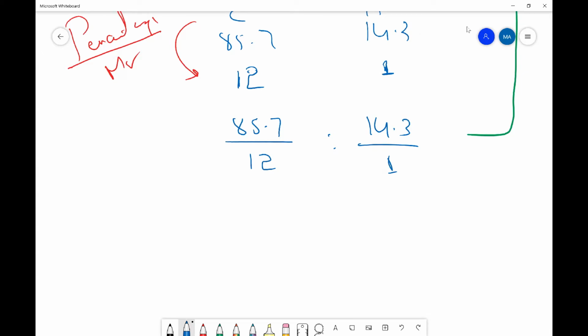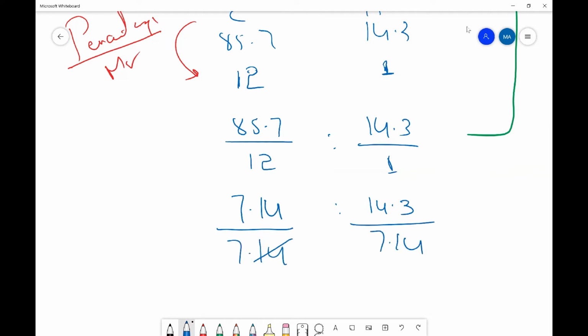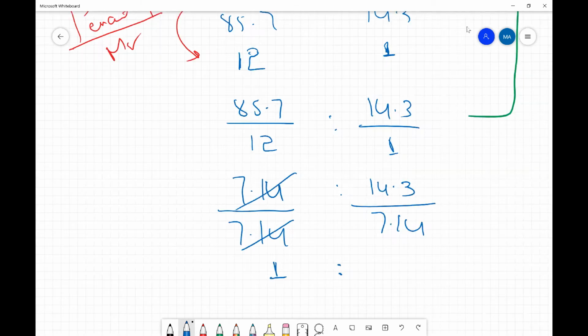85.7 divided by 12 is 7.14. And 14.3 divided by 1 is 14.3. Now, since you have these two numbers after division, your next step will be to pick up the smallest number and divide it on both sides. 7.14 and 7.14, you're going to get a 1 here. And what is 14.3 over 7.14?